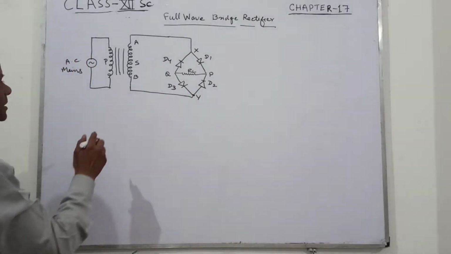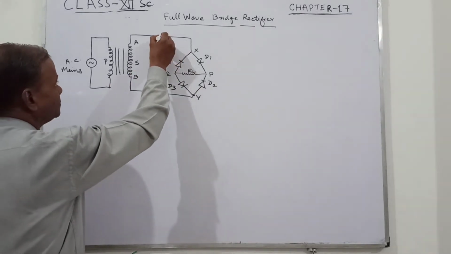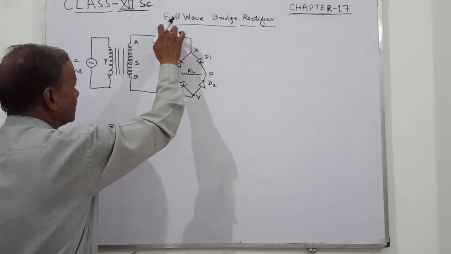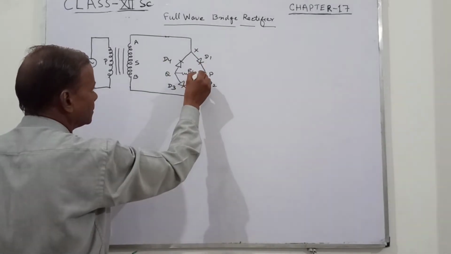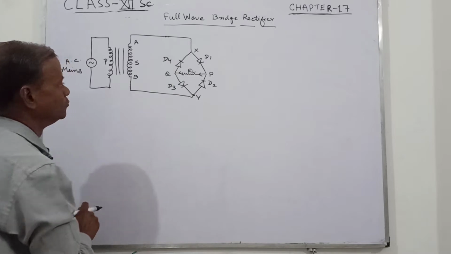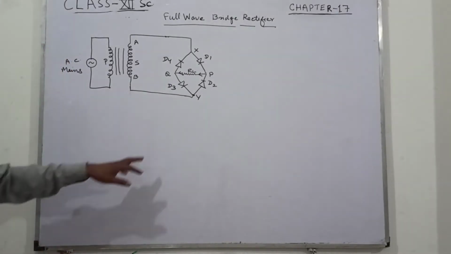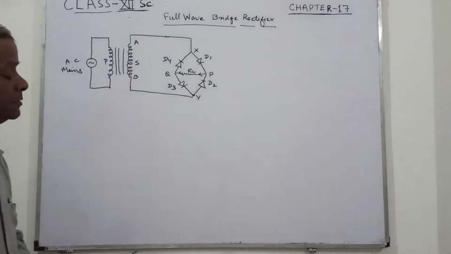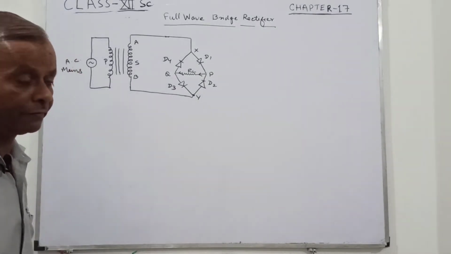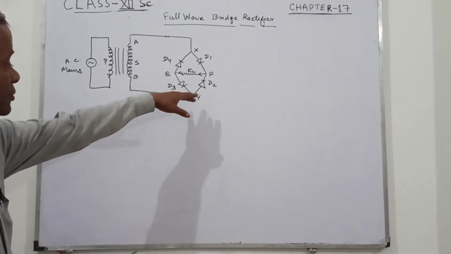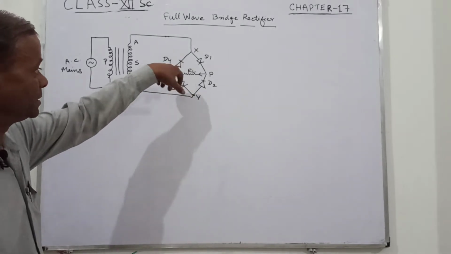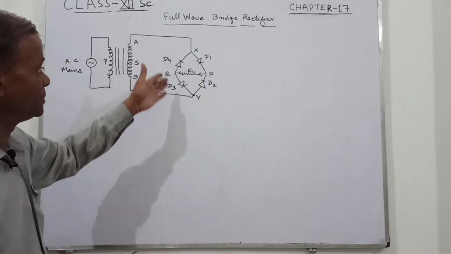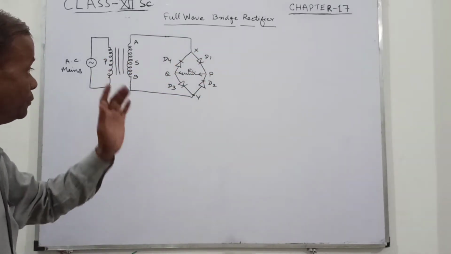So now the current flows like this. This is the bridge rectifier. It is just like the bridge on the river. This is the water flowing, and these are the two sides of the bridge. So this is a bridge. Here four diodes are used.